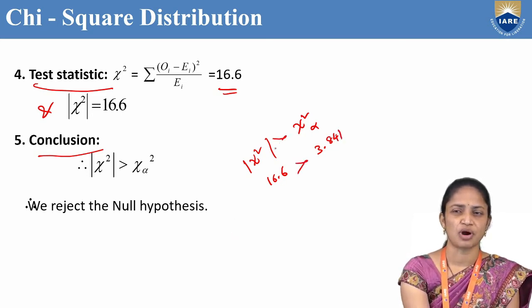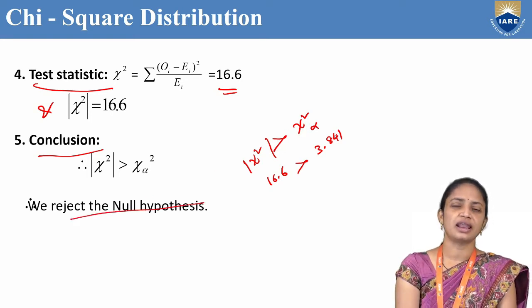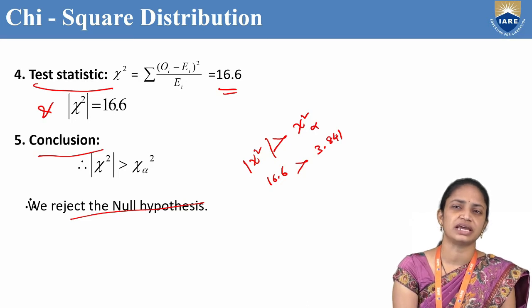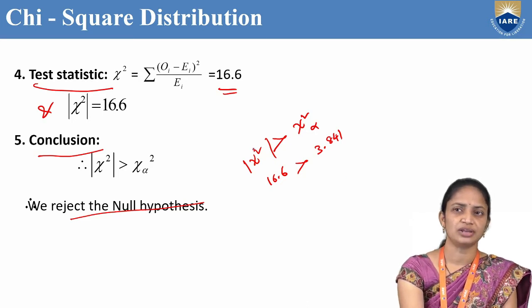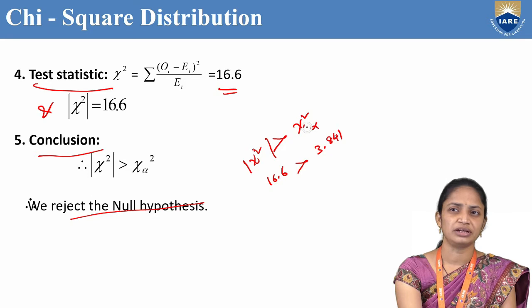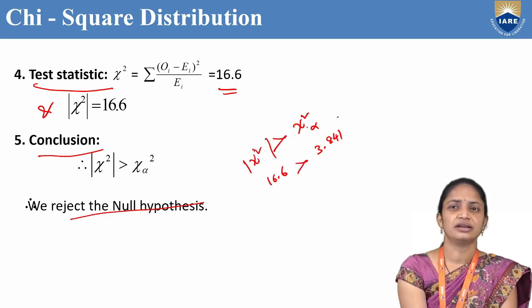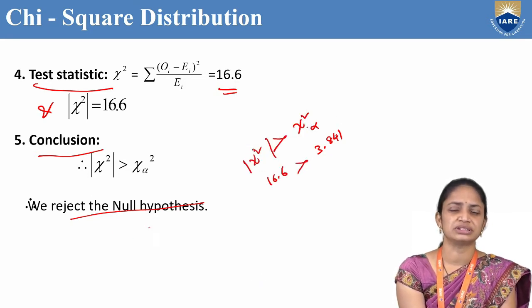That means chi-square calculated is greater than chi-square alpha. That's why we reject the null hypothesis. So the calculated value is greater than the tabulated value, and that means our given statement is wrong.